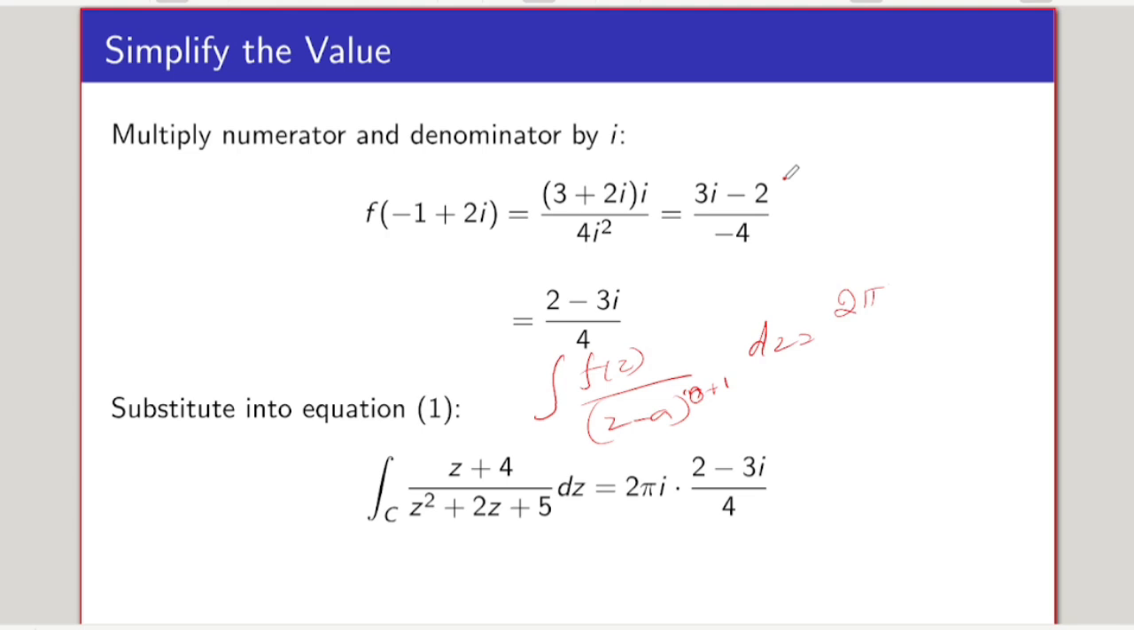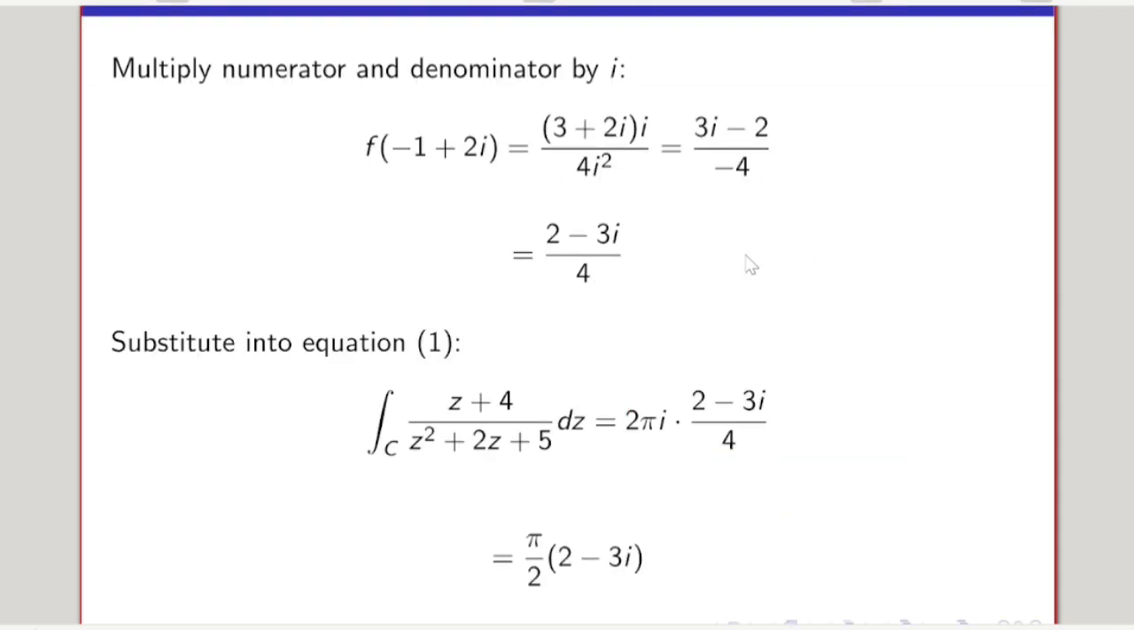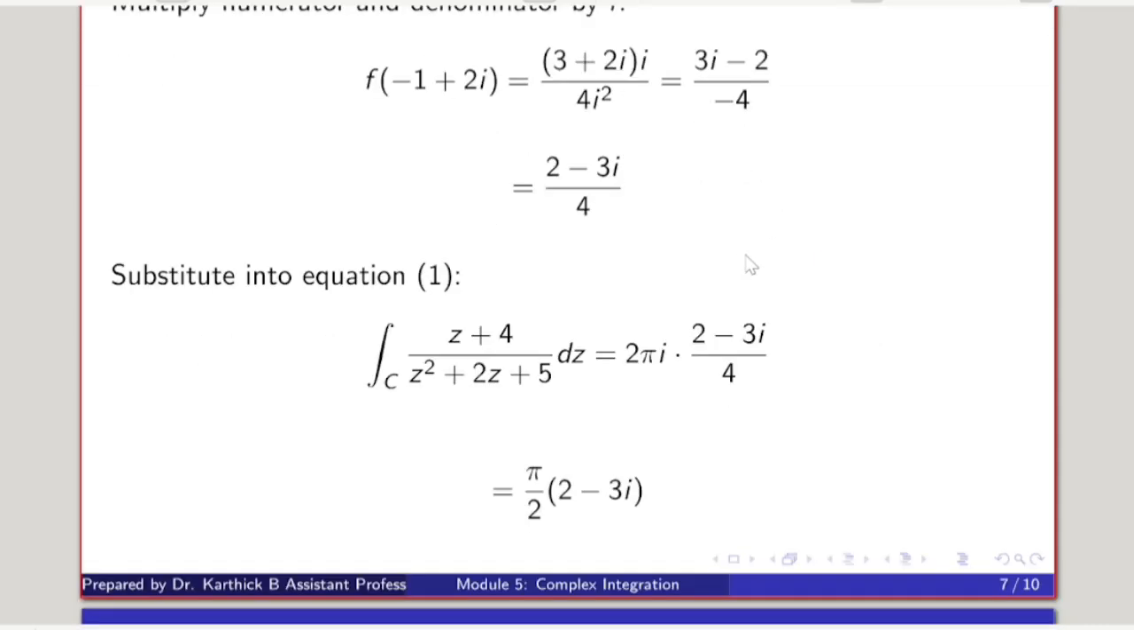So what will be there in the next? 2 factorial, 0 factorial, then f of a. We find the f of a already. So to evaluate this, here we want to multiply the f of a with 2 pi i. So this is our f of a. We multiply with 2 pi i. So finally we get the answer as pi by 2, 2 minus 3i.